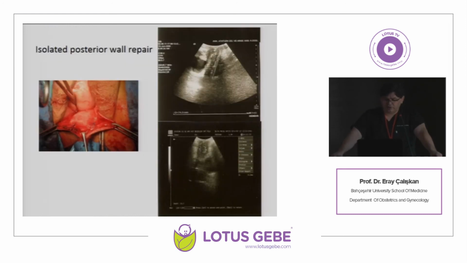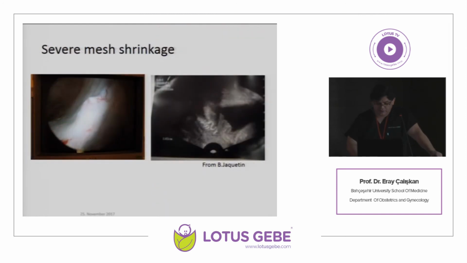This is the isolated posterior vaginal mesh repair. See, the mesh is below. This is the vagina, this is the bladder, and the mesh is placed properly with a posterior intravaginal sling to the posterior compartment of the vagina.